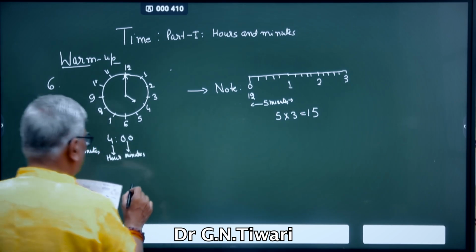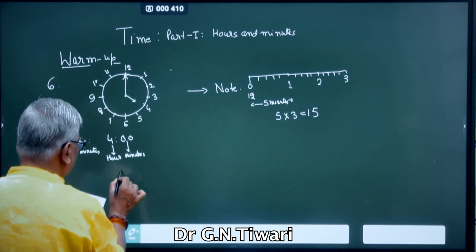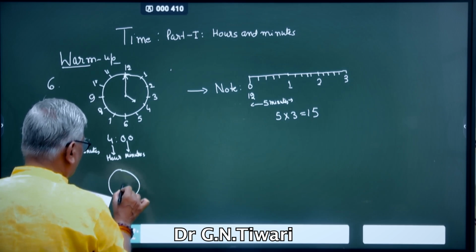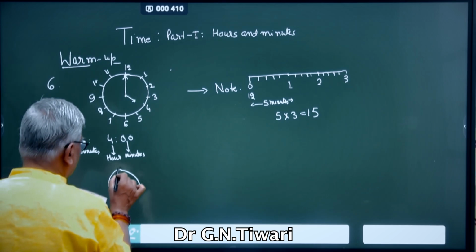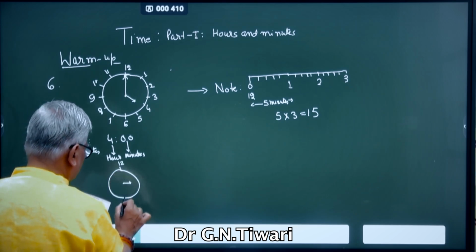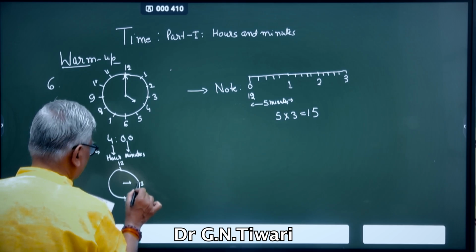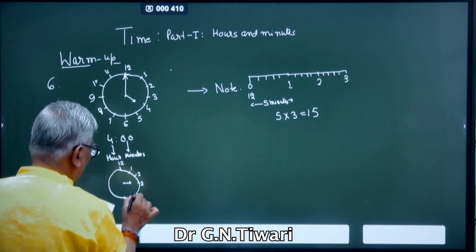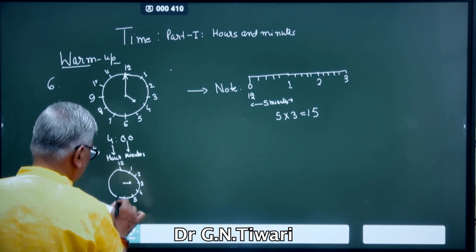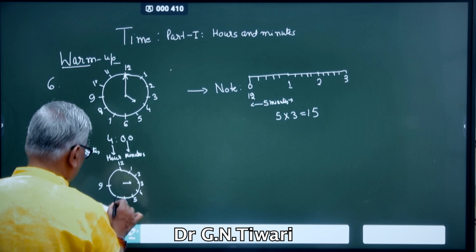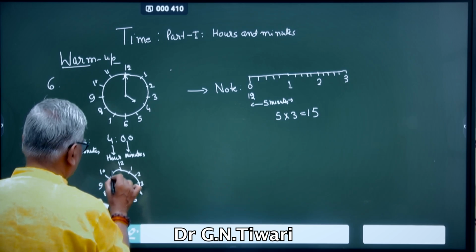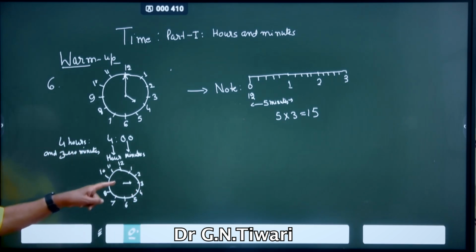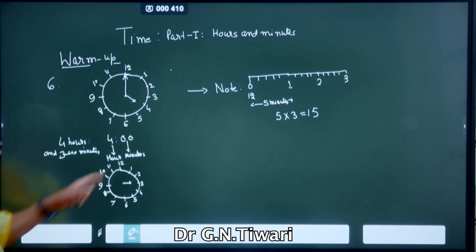I am giving another scenario. Let us say I will not write all these things, but I am giving another scenario here. Suppose this is a small needle. I am just giving there. And this is 12. This is 6. This is 3. And this is 1. This is 2. 4. 5. It is 9. 7. 8. 10. And 11.